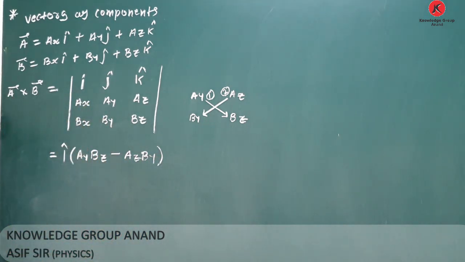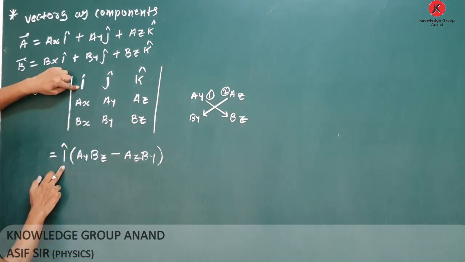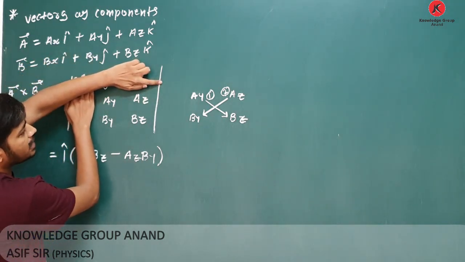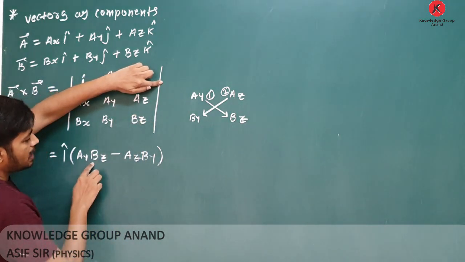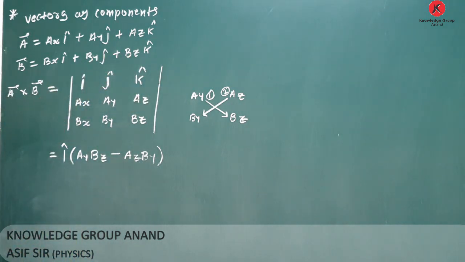Clear about this? Okay, see. First of all write I caret. If you are taking I caret here, hide this column, hide this row, then you have 4 elements remaining. Take that cross product. AY into BZ minus AZ into BY. Clear about this?